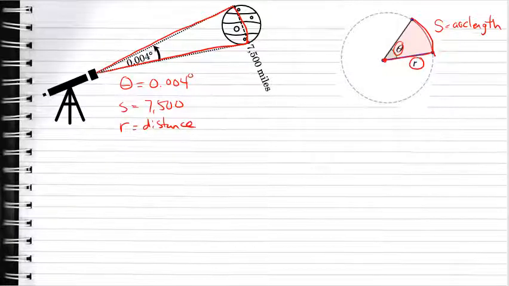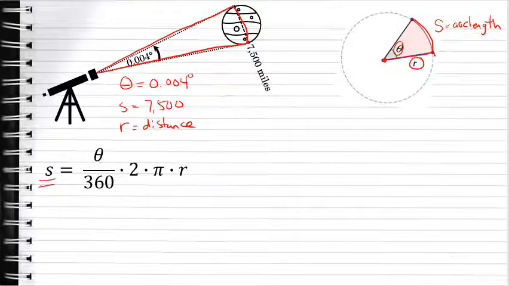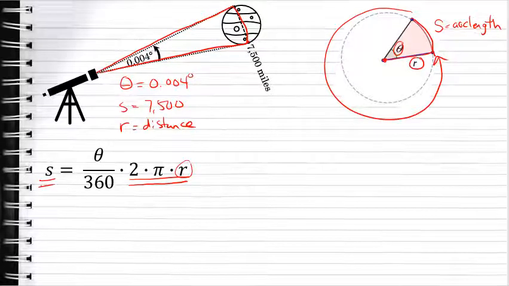Now there's a formula that relates arc length, central angle, and radius, and it looks like this. This says arc length equals theta over 360 times 2 pi r. Now the 2 pi r is the formula for the circumference of a circle, given the radius of the circle. The circumference is the whole way around the circle. The formula for arc length is not the entire circumference, it's a fraction of the circumference, and that fraction is the central angle divided by 360.